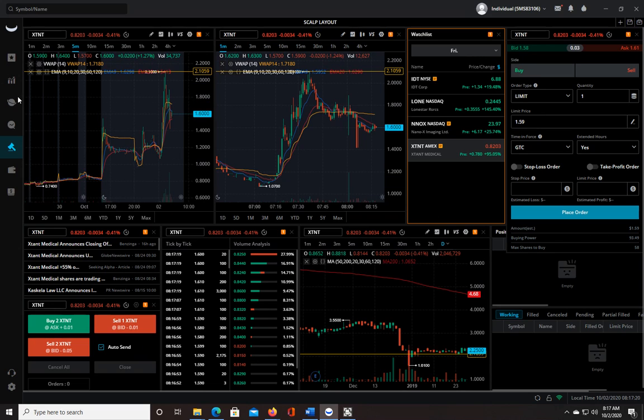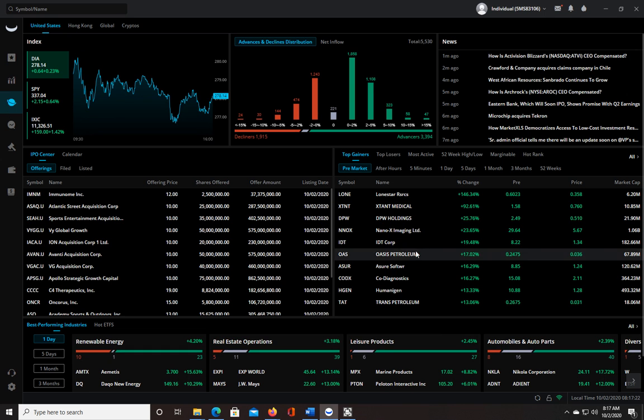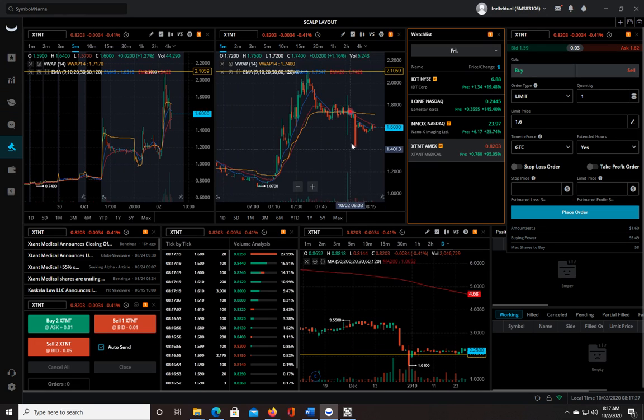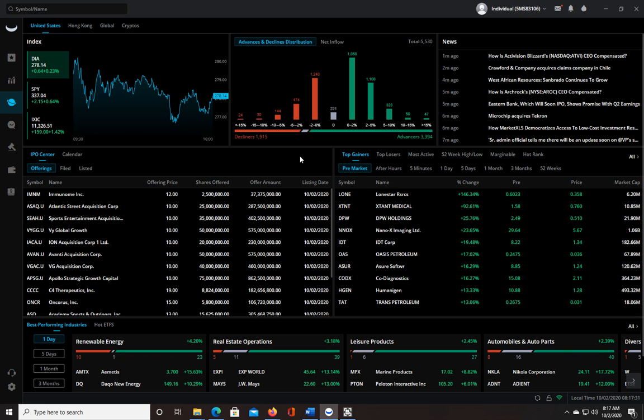So now you can actually go back and forth on one computer if you don't have the luxury of having two, and still get back to your trade screen quick enough that you can act on something. But yeah, so this is for pre-market. Top gainers is the best thing to look at.